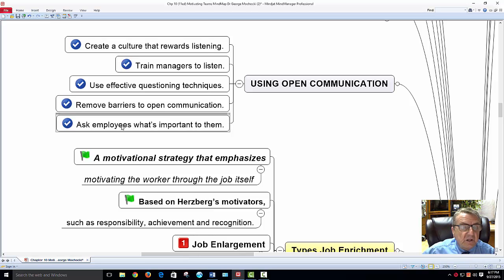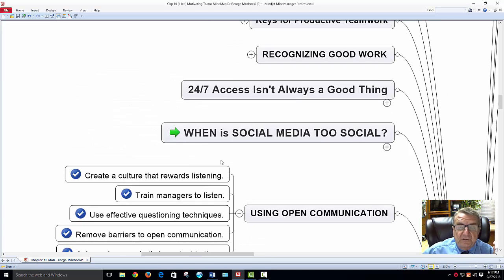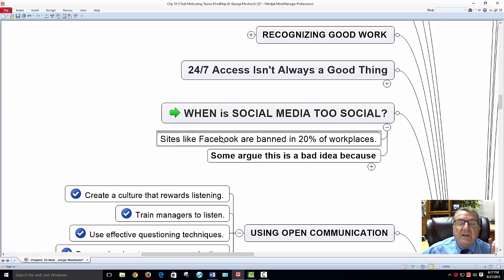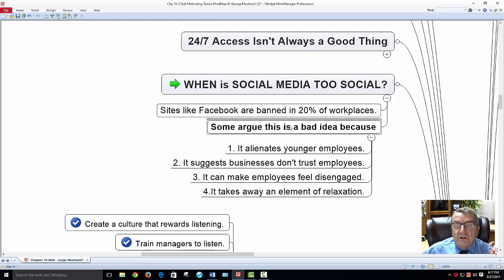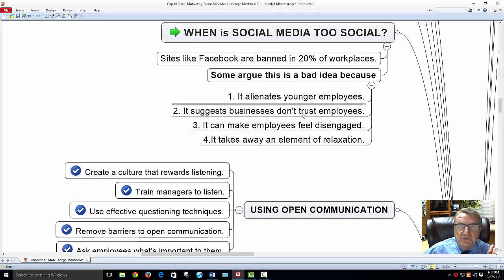Later on, we have a chapter on communication. Ask employees what's important to them. When is social media too social? And the author had this to say, that this makes a difference. Sites like Facebook are banned in 20% of workplaces. Some argue it's a bad idea to ban social networks.